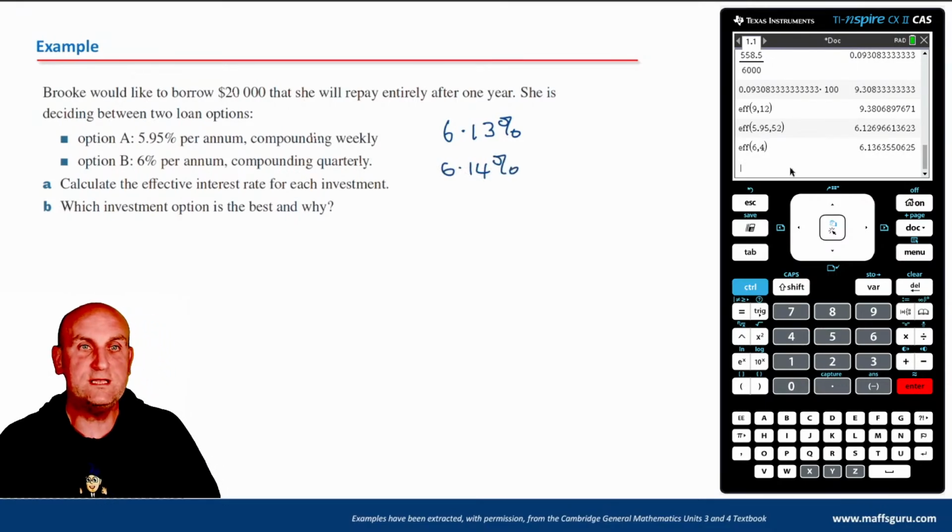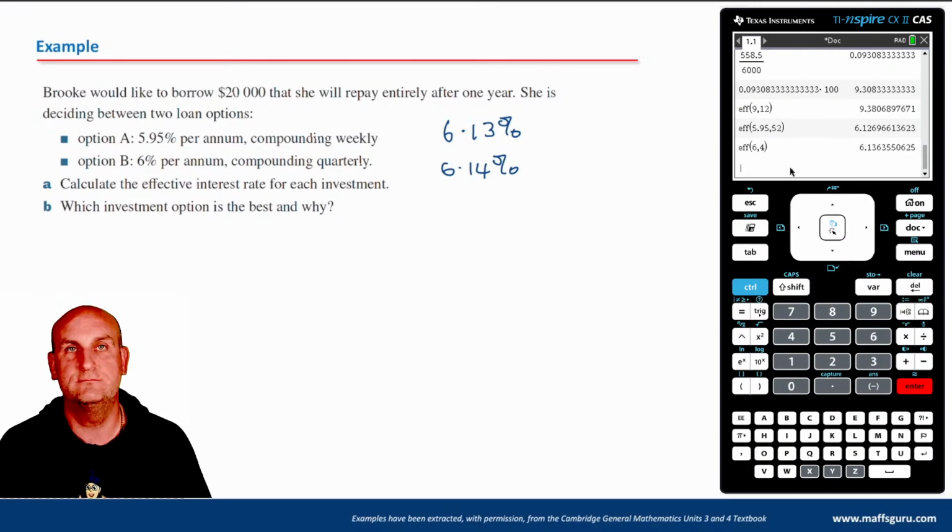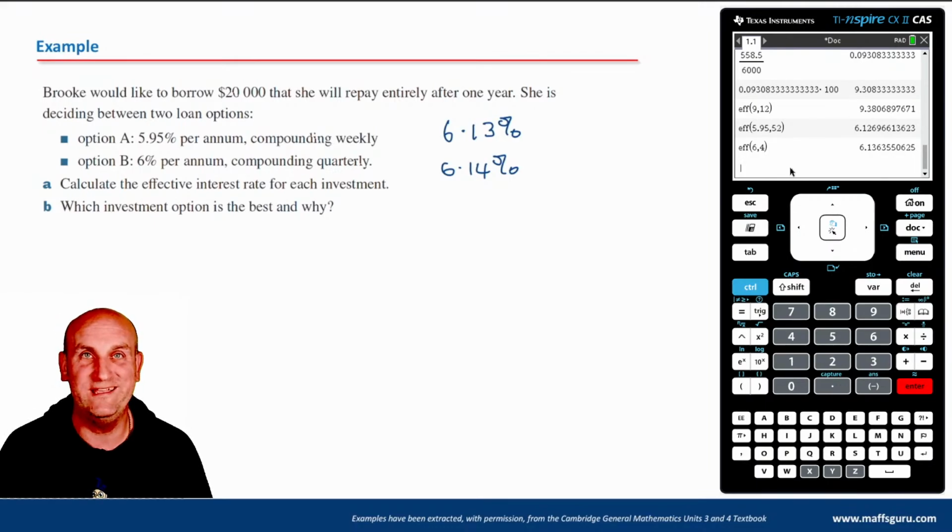6.14%. Which investment option is best and why? Well, it's got to be B, hasn't it? It's higher. No. And that goes back to a little bit what I said earlier. It isn't good because this is a loan. You don't want a high interest rate for a loan. You want a loan to have the lowest interest rate you possibly can.